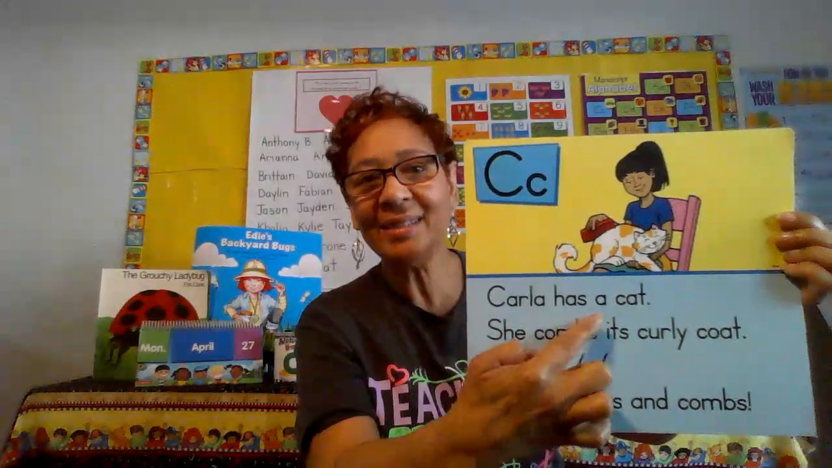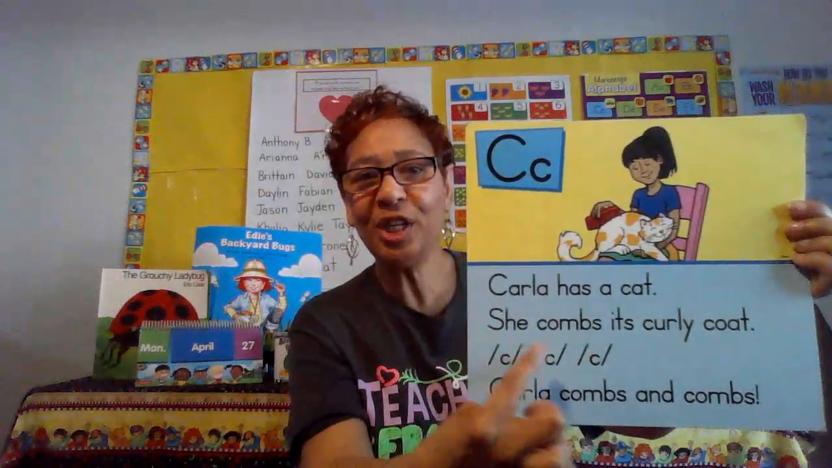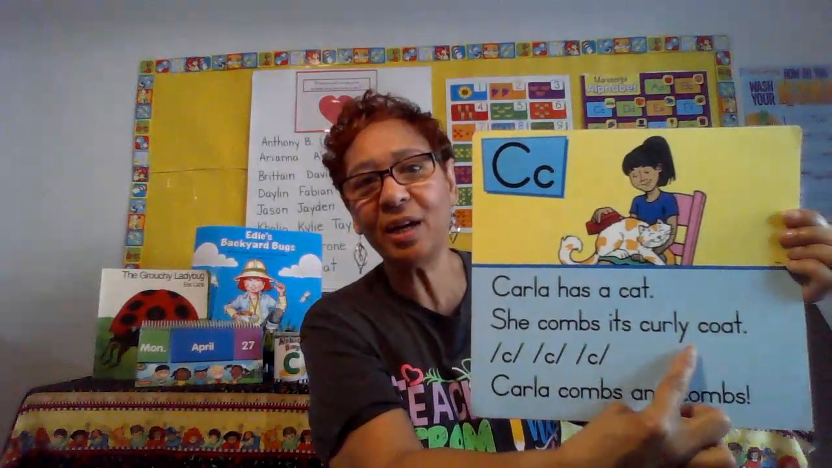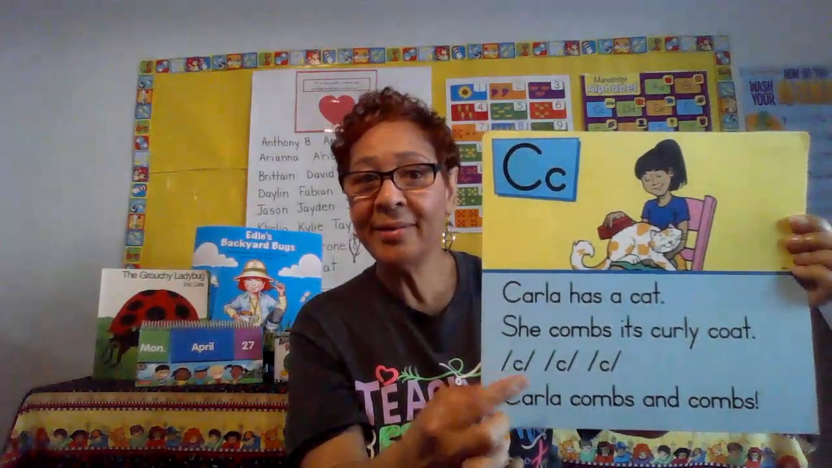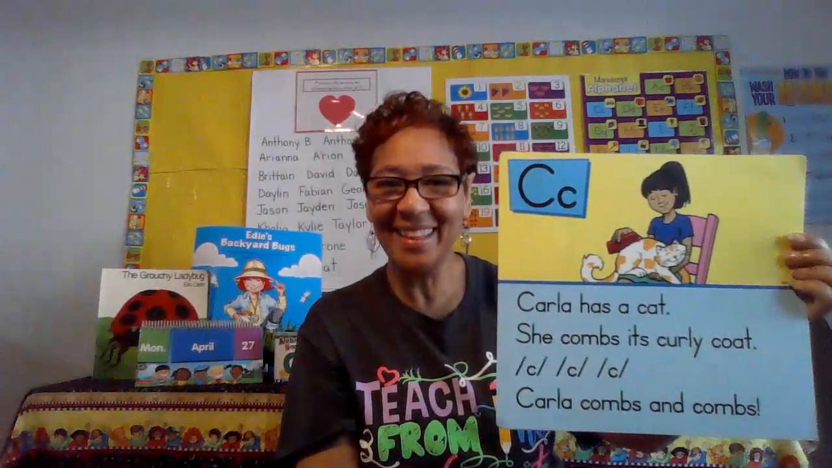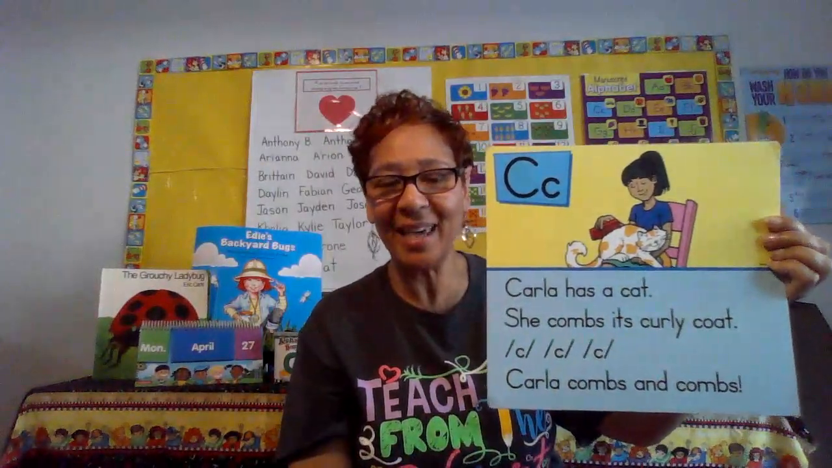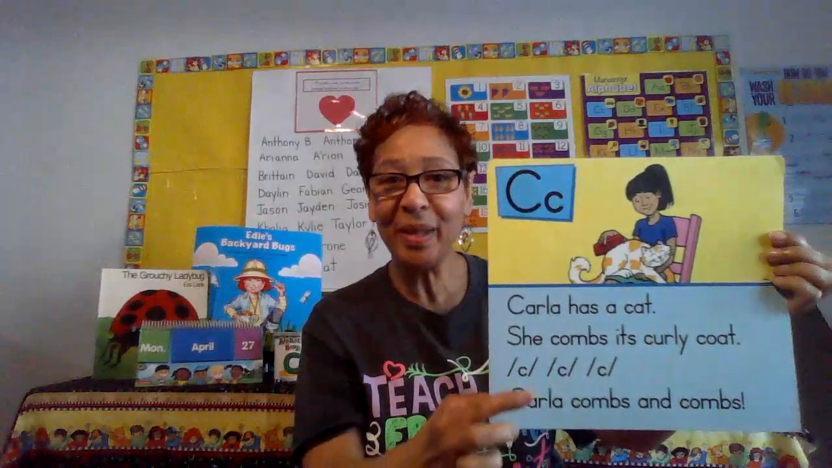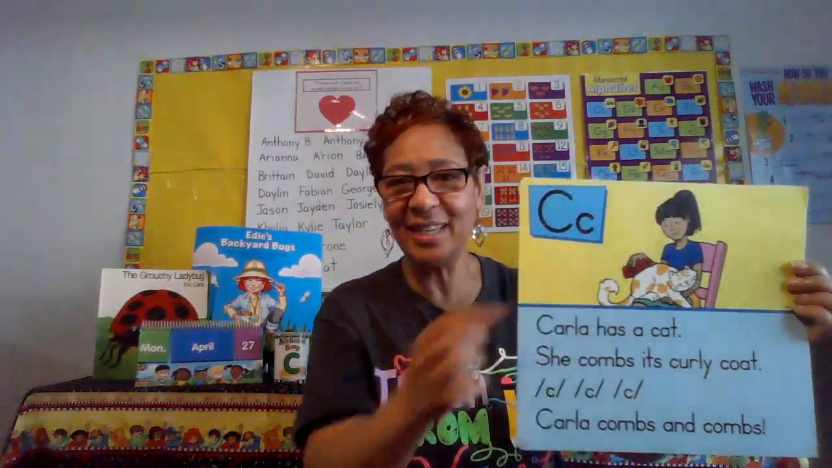Carla has a cat. She combs its curly coat. Carla combs and combs. Did you hear the excitement that time? Carla combs and combs. Carla must be combing that cat's coat a lot, right? That's the sound that letter C makes. Did you think of some words that begin with the K sound?